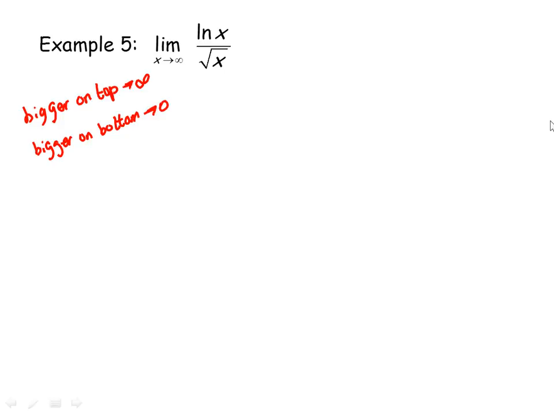Bigger on bottom goes to 0. And if they're the same on top and bottom, then you have your leading coefficient over your leading coefficient. Do you remember those? We're talking about the degrees of the polynomials. If it's bigger on top, you're going to infinity. If it's bigger on bottom, you're going to 0. If they're the same, it's leading coefficient over leading coefficient. If your limit is going to infinity, you have got to have this right here in order for these to work. So, that's Cal 1 stuff. Remember that, because we're going to talk about it in just a minute.